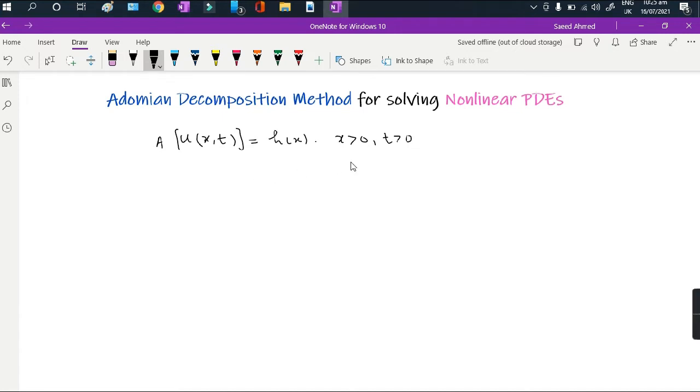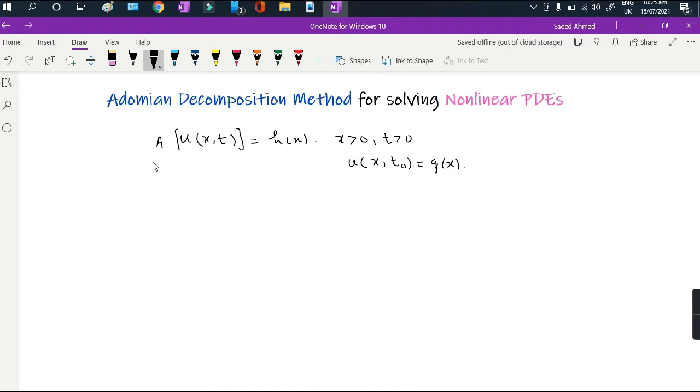Let's take one initial condition. Let's call it u of x at some specific time, call it t naught, and let it be equal to some function, call it g of x, where h of x and g of x are both known functions and both are continuous in their domain. We need to solve this partial differential equation and find the value of u of x, t. We need to find this unknown function.